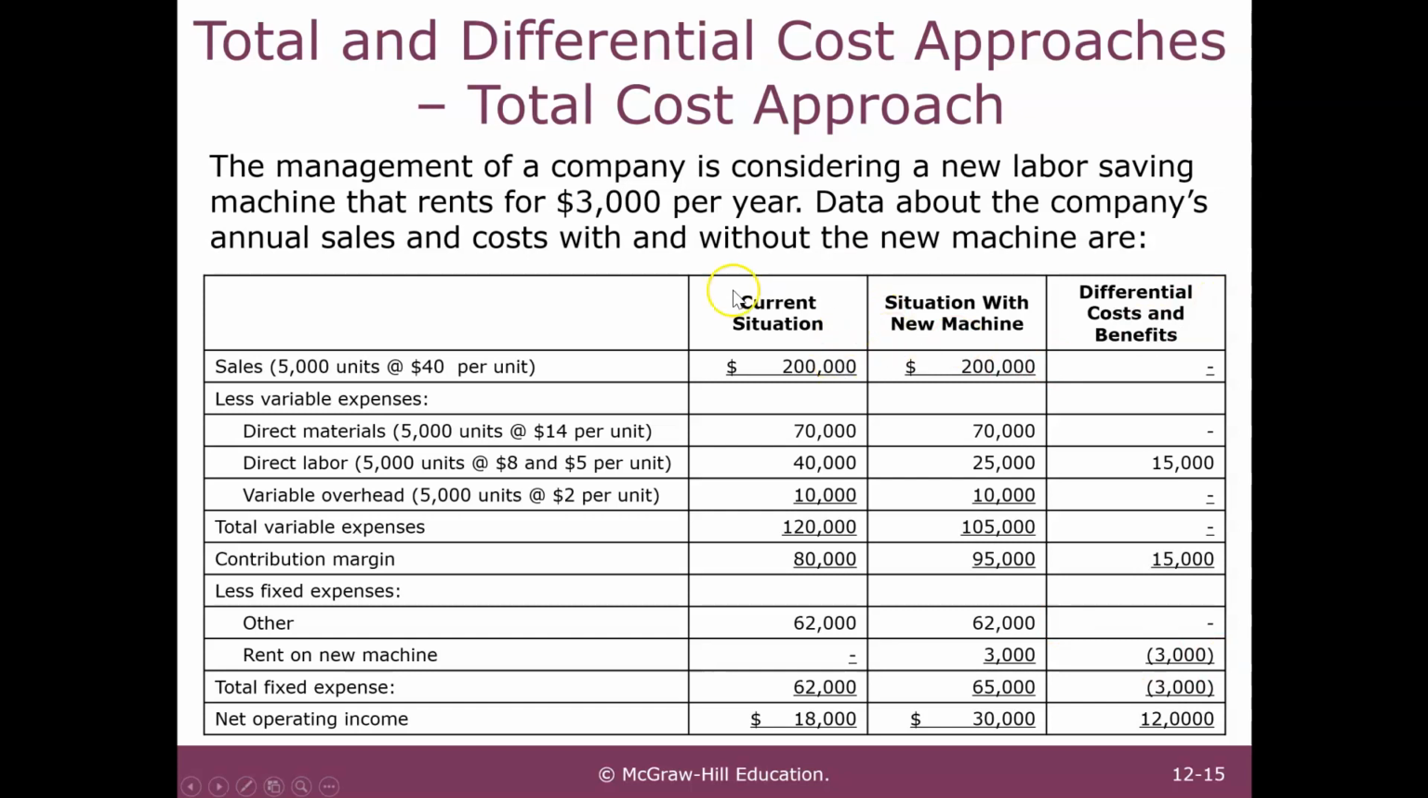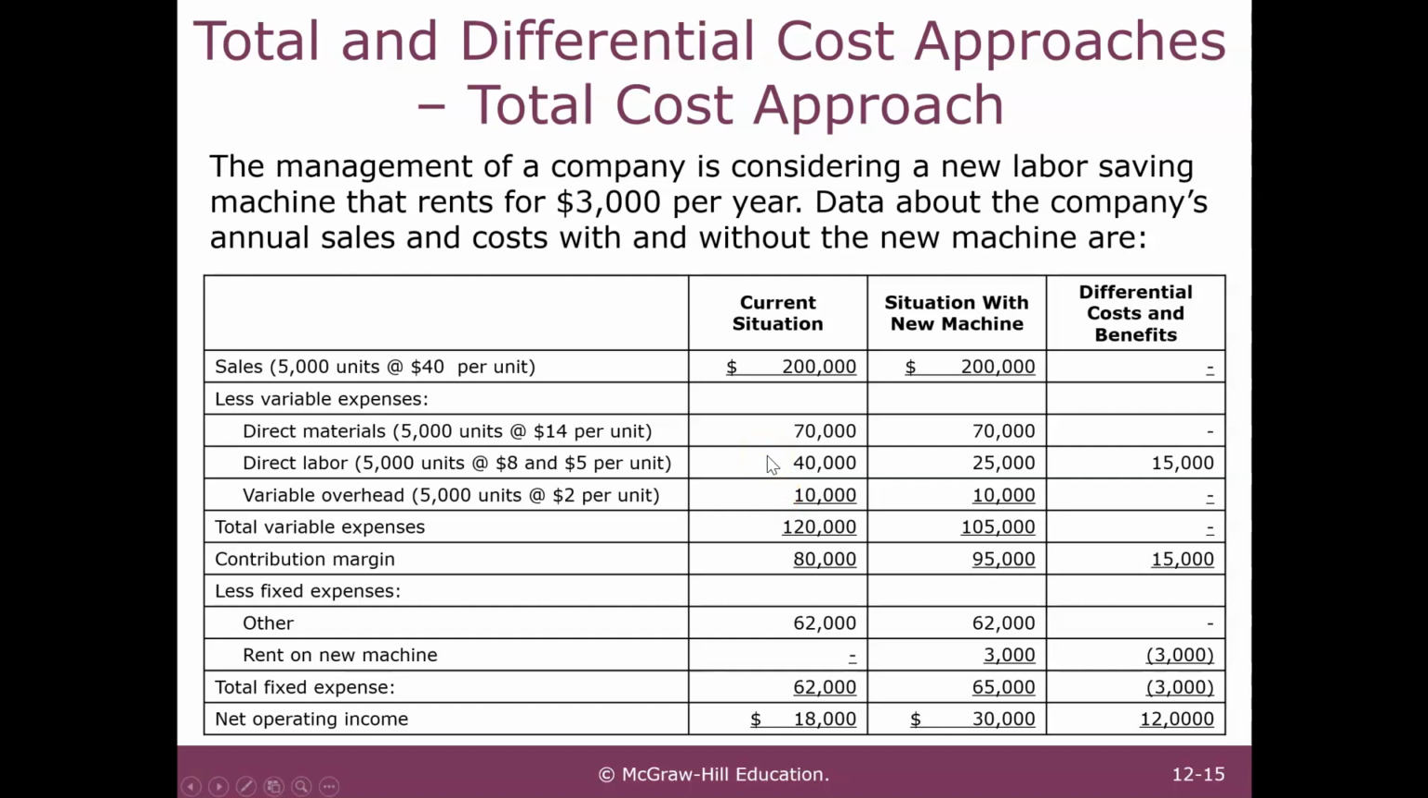So in this first column, we have the current situation. We have 5,000 units that we sell at $40 a unit. That's $200,000. And if we use this new machine, we still have the same sales. Therefore, the differential costs and benefit is nothing. Okay, the variable costs, the direct materials, the direct labor, and the overhead will still be incurred. However, the materials and the overhead will stay the same, so the differential cost is 0.